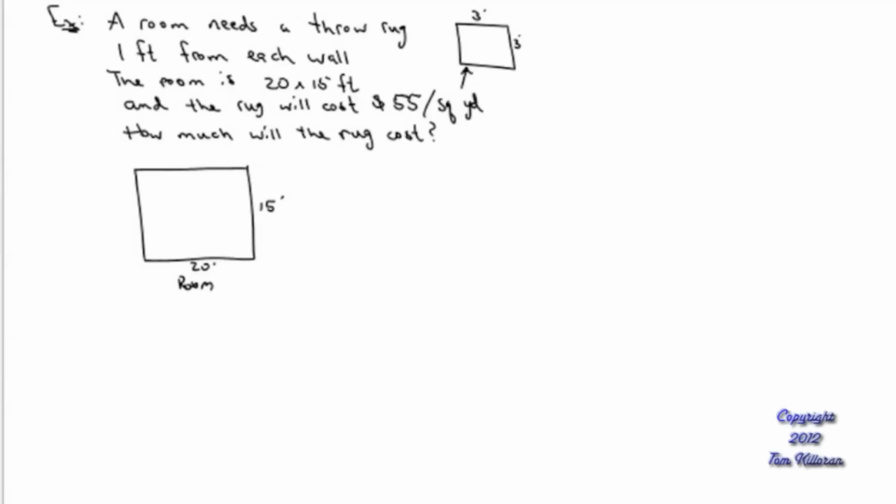Now, inside of this room is going to go a rug, and it's going to be nice and centered, 1 foot away from each one of the walls. That's a little bit harder to draw. But here's my rug. Now, if I'm going to find the cost of this rug, what do I need to know about the rug? The measurements. I need to know how long it is, and I need to know how wide it is. So, how long is it? 20.